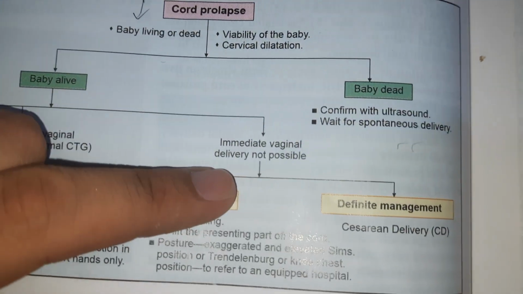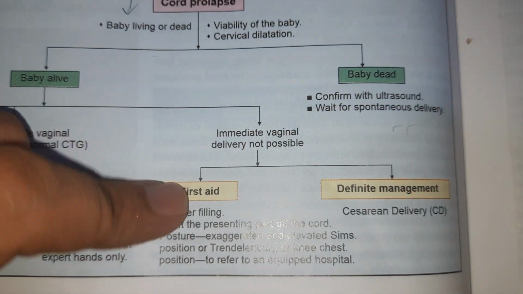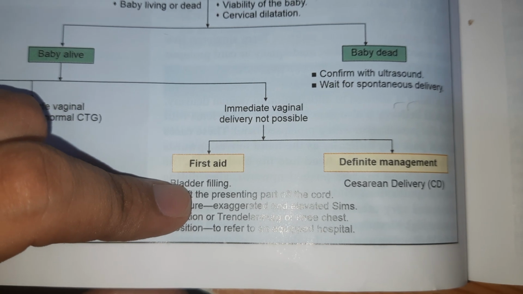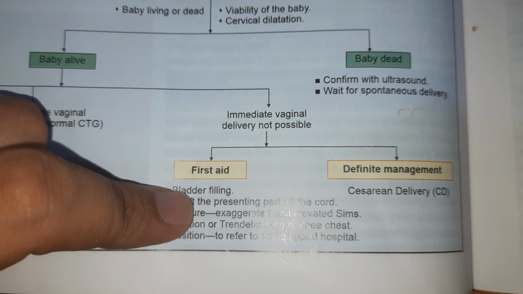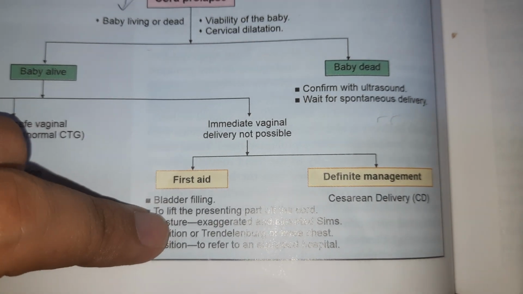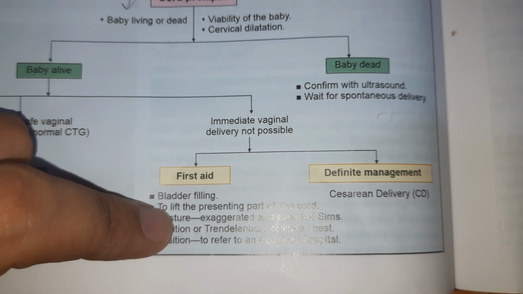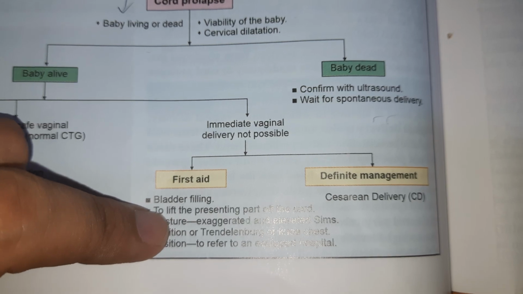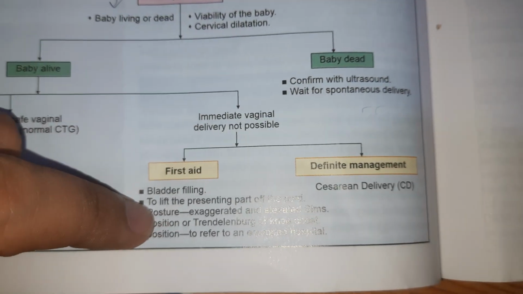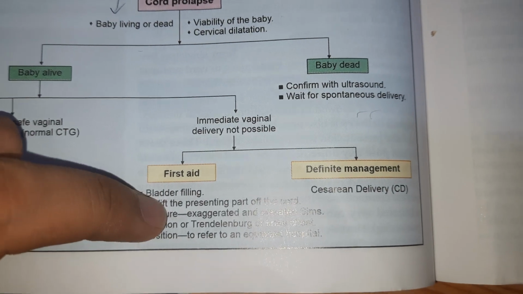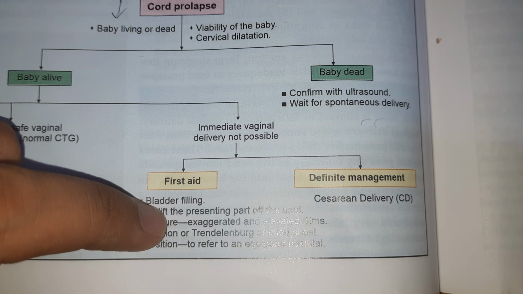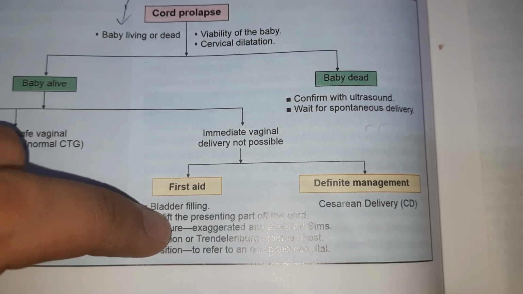If immediate vaginal delivery is not possible, then we have to do first aid management. The aim is to relieve pressure on the cord until such time when the patient is prepared for assisted delivery or reaches an equipped hospital. If an oxytocin infusion is on, this should be stopped. At this time, intravenous fluid and oxygen by face mask are given. Bladder filling is done to raise the presenting part off the compressed cord until the patient has delivered either by CS or vaginally.